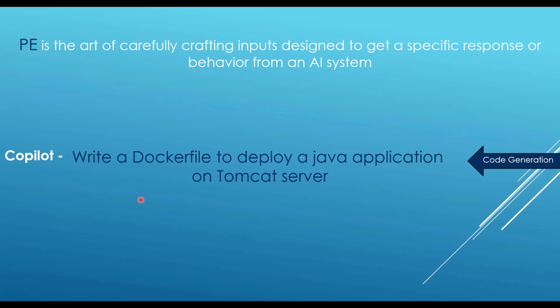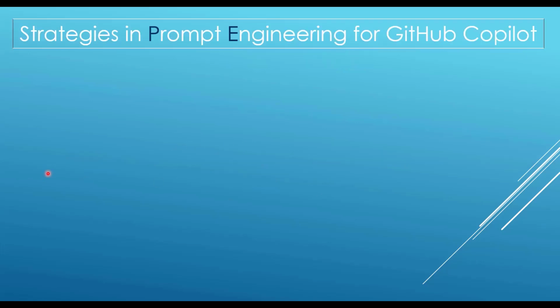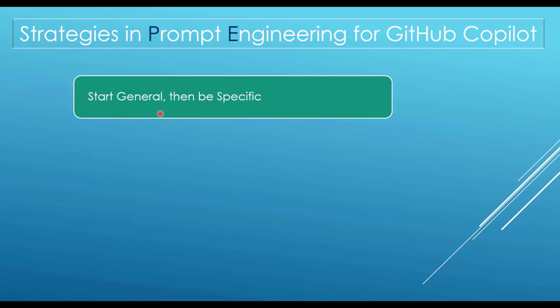Now, since we have understood the term prompt engineering and we saw a simple example of code generation with GitHub Copilot, let's see some strategies in prompt engineering for GitHub Copilot. The first strategy in prompt engineering for GitHub Copilot is start general and then be specific. Let's understand this strategy in a bit more detail.